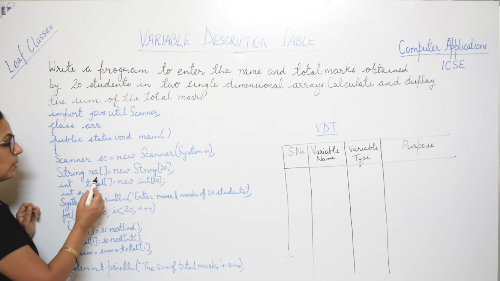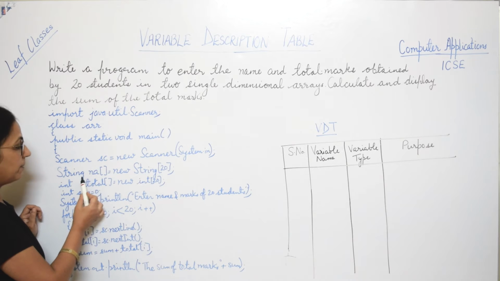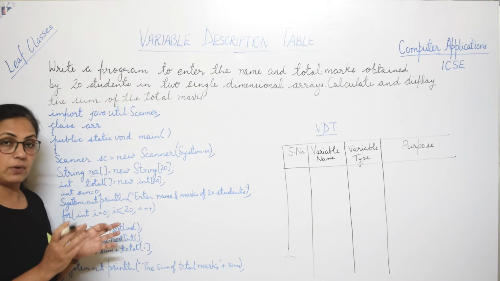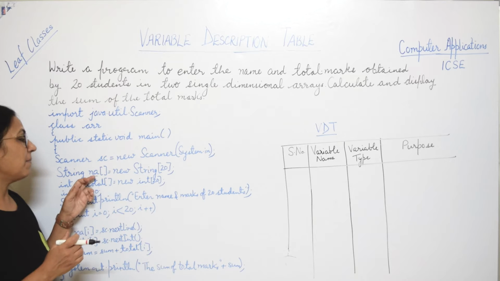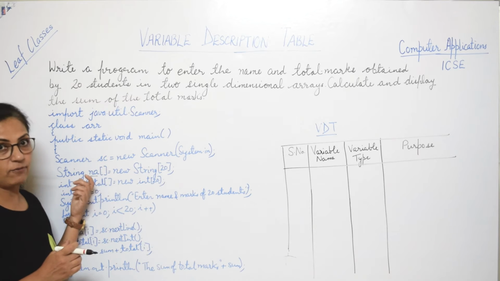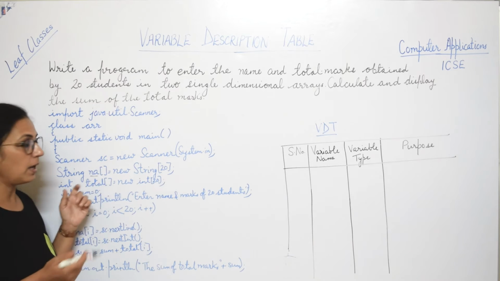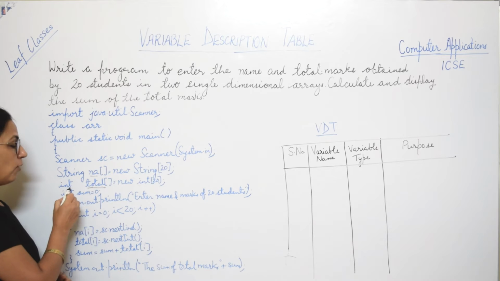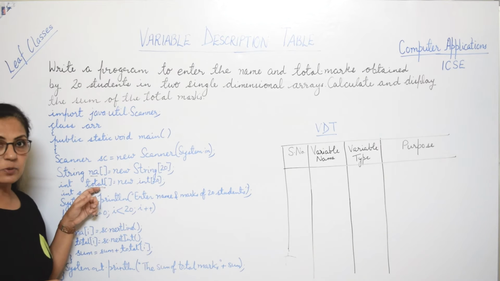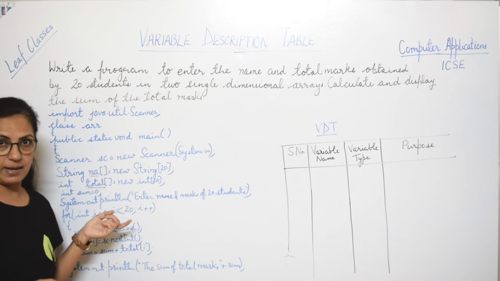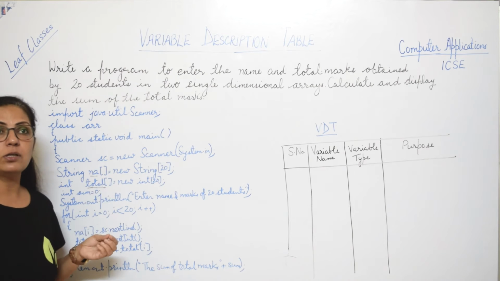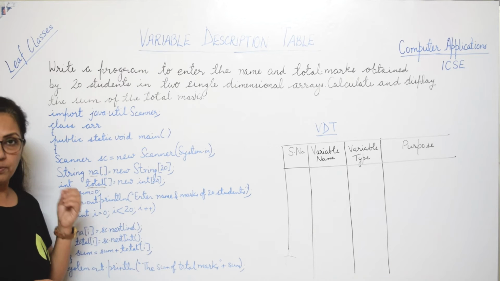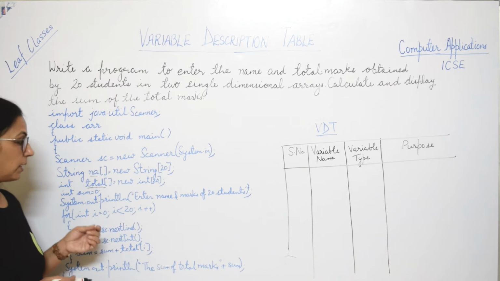So this is one array of string type, string NA. NA is the name. If the name is not mentioned in the question, we can take the relevant name, like for name I cannot take marks, okay? So NA is for name. Then I have taken one array of int type with the name total, because we have to store total marks, right? So the names which you are taking in your program should be relevant, okay?